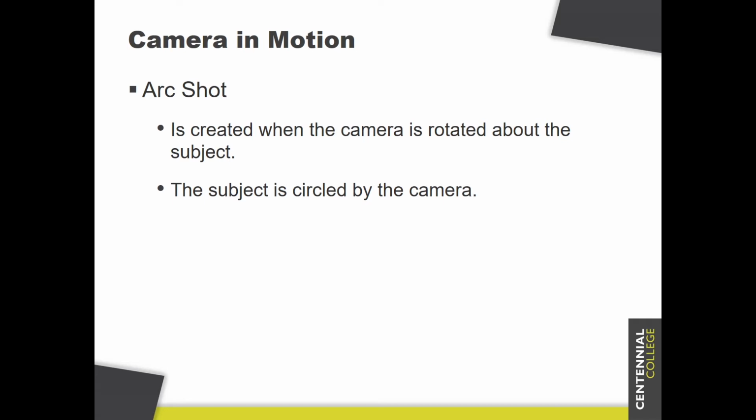We see this in video games when we're actually exploring something. So let's say that we're interested in exploring our mech, or we want to see our character. We've gone through character creation. We have the ability to circle around our character. That is an arc shot. We're going to take a look at an example from the film Carrie.